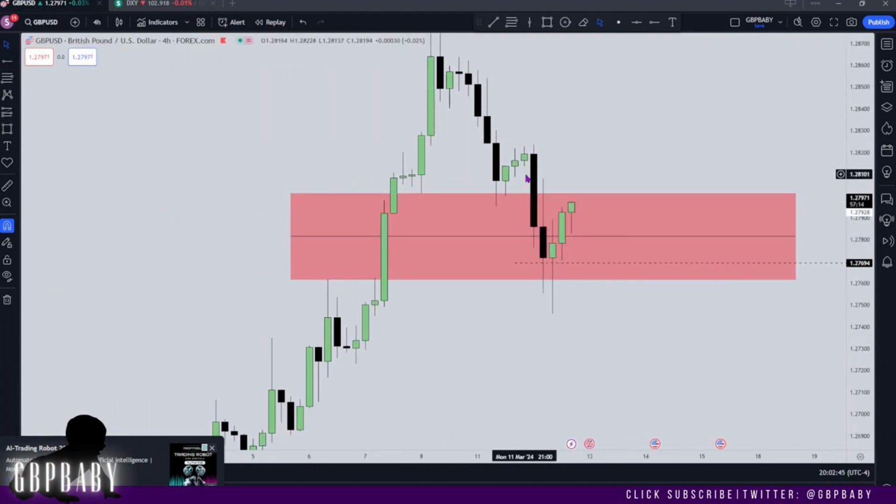So you can see again came lower, turned at that 50% level. If we look at the 25% level, you can kind of eyeball it. 25% level is about there.